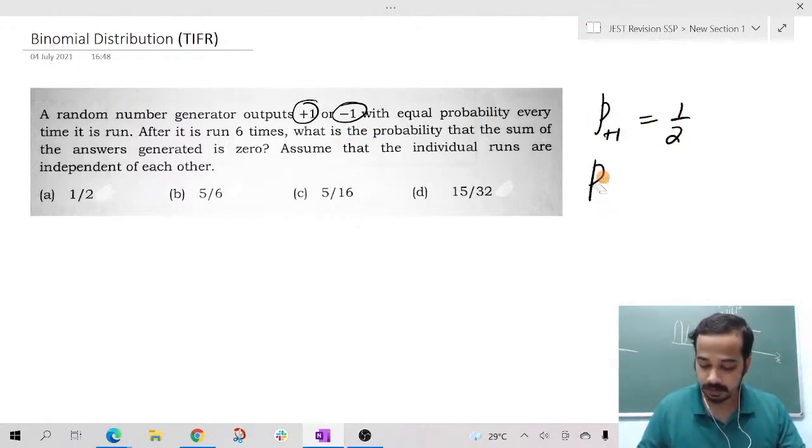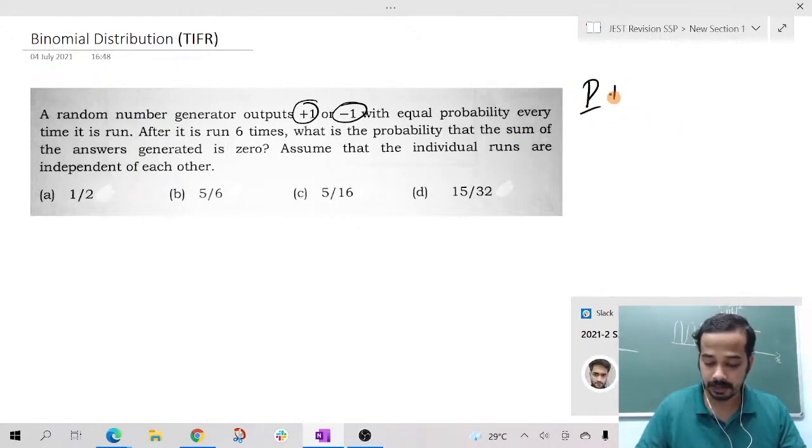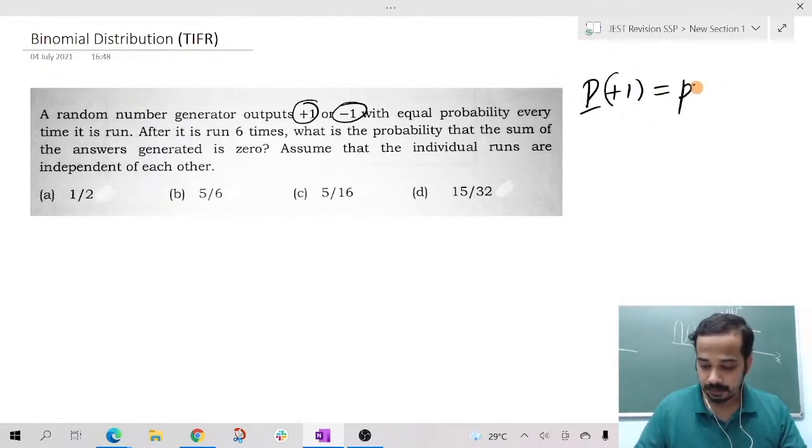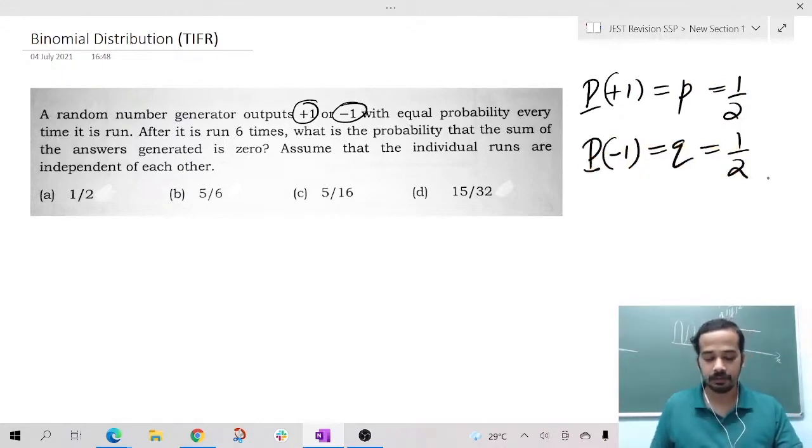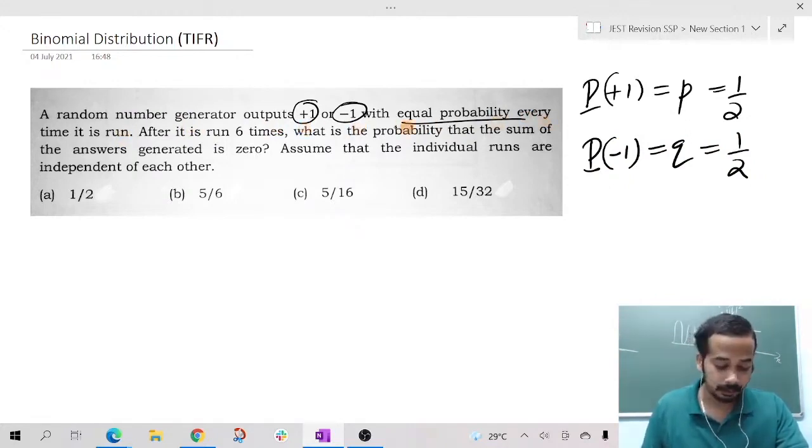Probability of getting plus 1, I'll write it as p, that's equal to half. Probability of getting minus 1, I'll call it q, that's also equal to half. He said with equal probability, every time it runs. A random number generator outputs plus 1 or minus 1 with equal probability every time it runs. After it runs 6 times, what is the probability that the sum of the answers generated is 0?